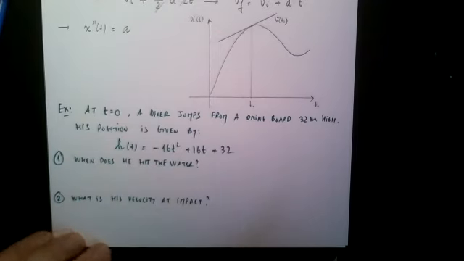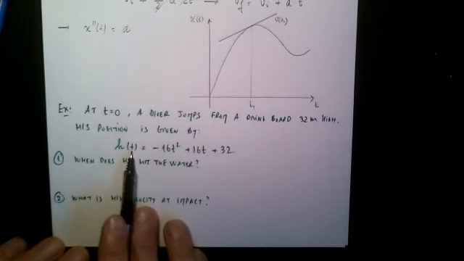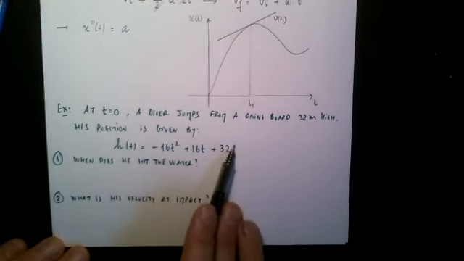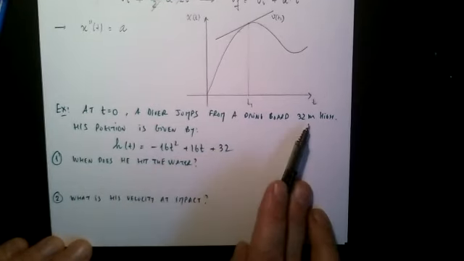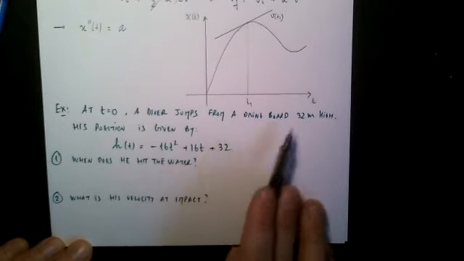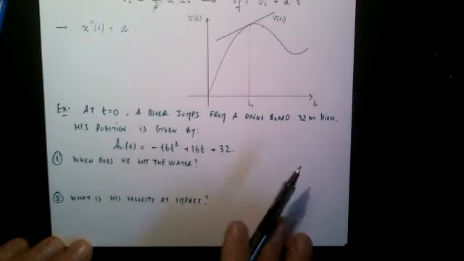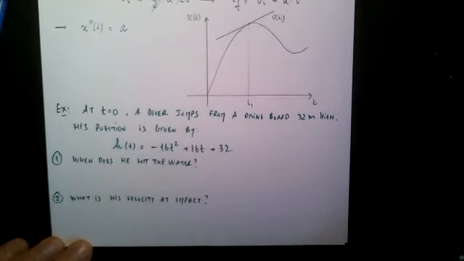The first thing we're going to notice is, of course, when t equals 0, so when he starts, the height is 32. Perfect. We know that the diving board is 32 meters high. So the equation makes sense with the problem. That's the first thing you should notice.